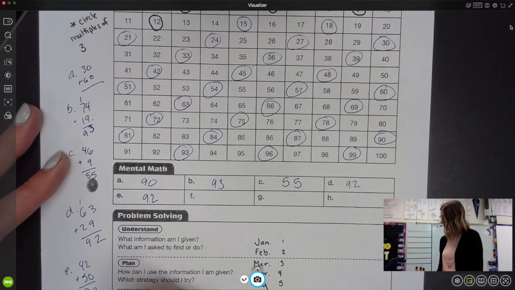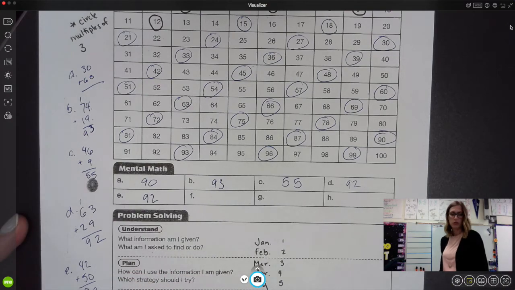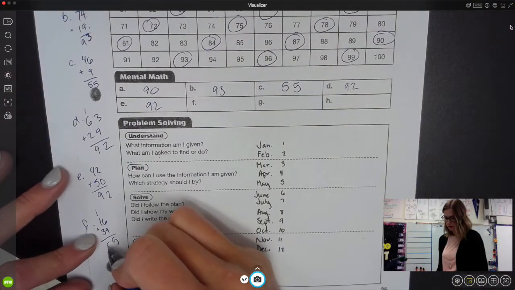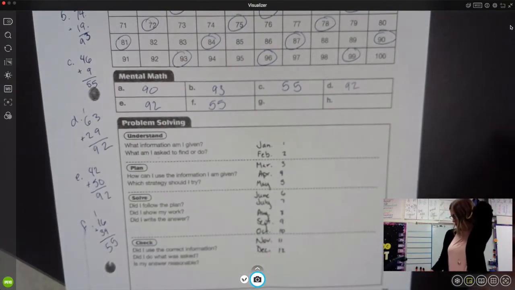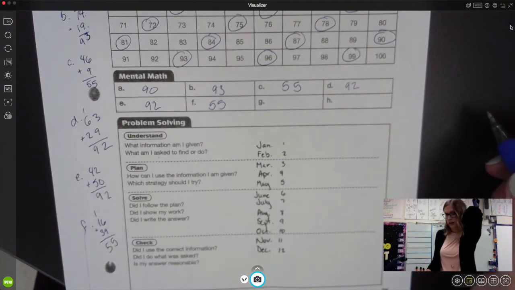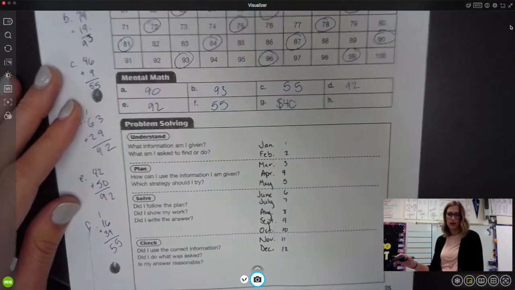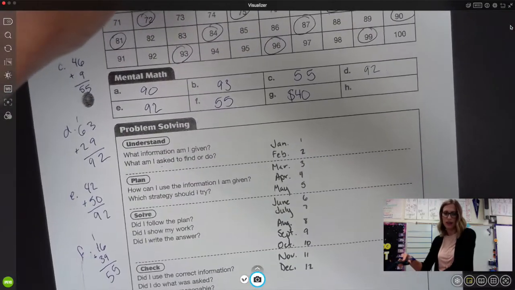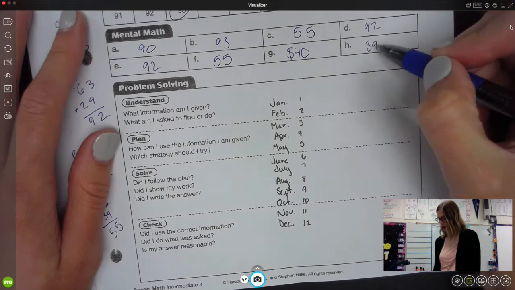F, 16 plus 39. 6 plus 9 is 15. 1 goes up, 5 comes down. 1 plus 1 is 2. Plus 3 more is 5. So we get 55. G, money, $20 plus $20. Well, $20 plus $20 is going to be $40. Don't forget your dollar sign. And then for H, we've got $20 plus $19. So that would be 1 less. 20 plus 19 would be $39.